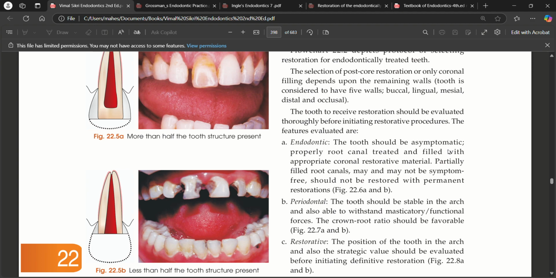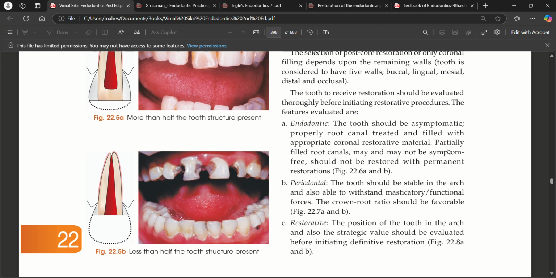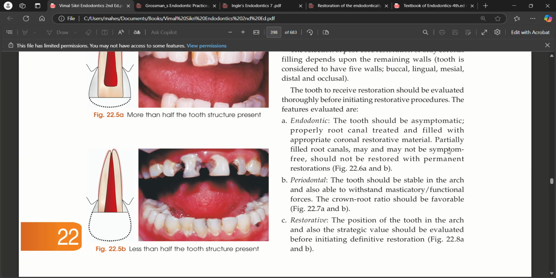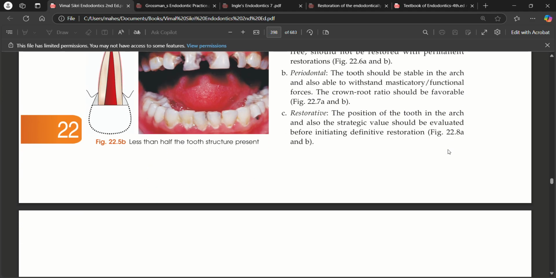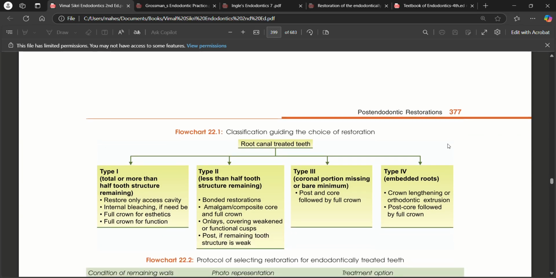Then periodontal. The tooth should be stable in the arch and also be able to withstand masticatory functional forces. The crown root ratio should be favorable. Then restorative. The position of the tooth in the arch and also the strategic value should be evaluated before initiating definitive restorations. Classification guiding the choice of restoration.